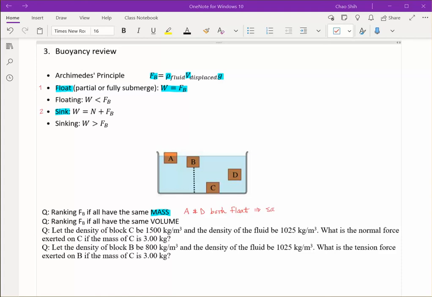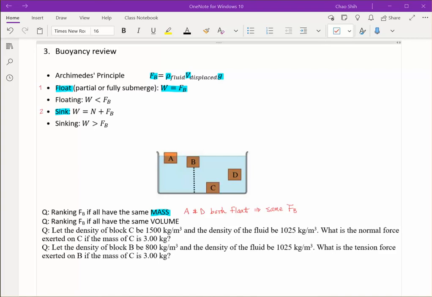Then let's look at the situation of B and C. Well, B is also floating, but it's not like a freely floating. It connects with a string. And that's why in the exam we wanted you to draw the free body diagram first, because if you draw the free body diagram, you will identify what are the forces acting on the object. So let's draw a free body diagram on that one.